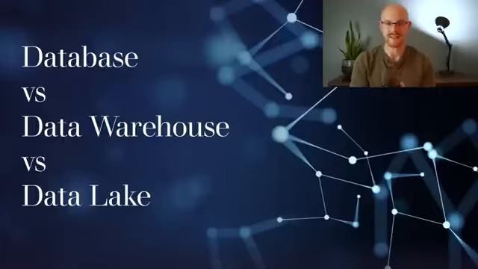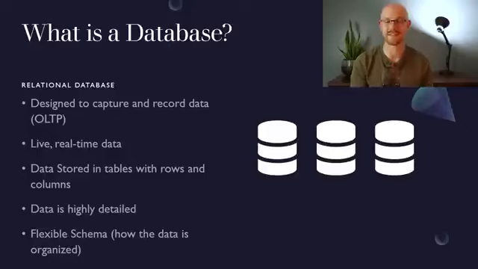All right, so we're gonna be taking a look at a database, a data warehouse, and a data lake, but let's start with a database. When someone says a database, typically they're referring to a relational database. A relational database can capture and store data via an OLTP process, which stands for online transactional process. So when a company completes a transaction and sells an item, it'll record that within a database. And that data has the ability to be live real-time data.